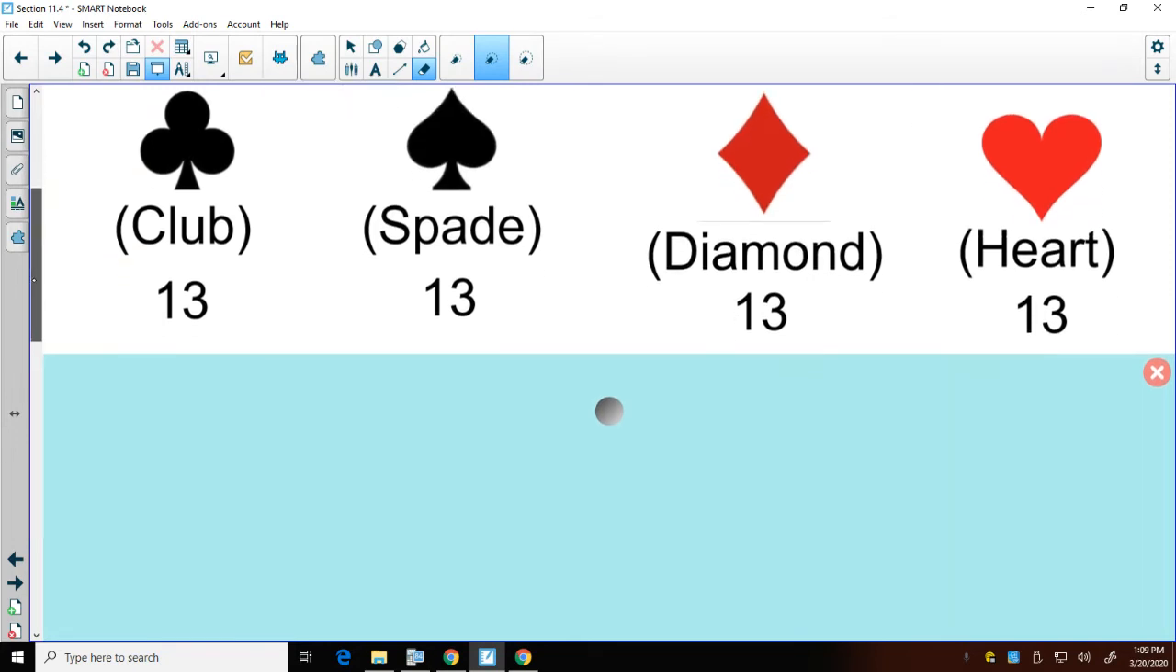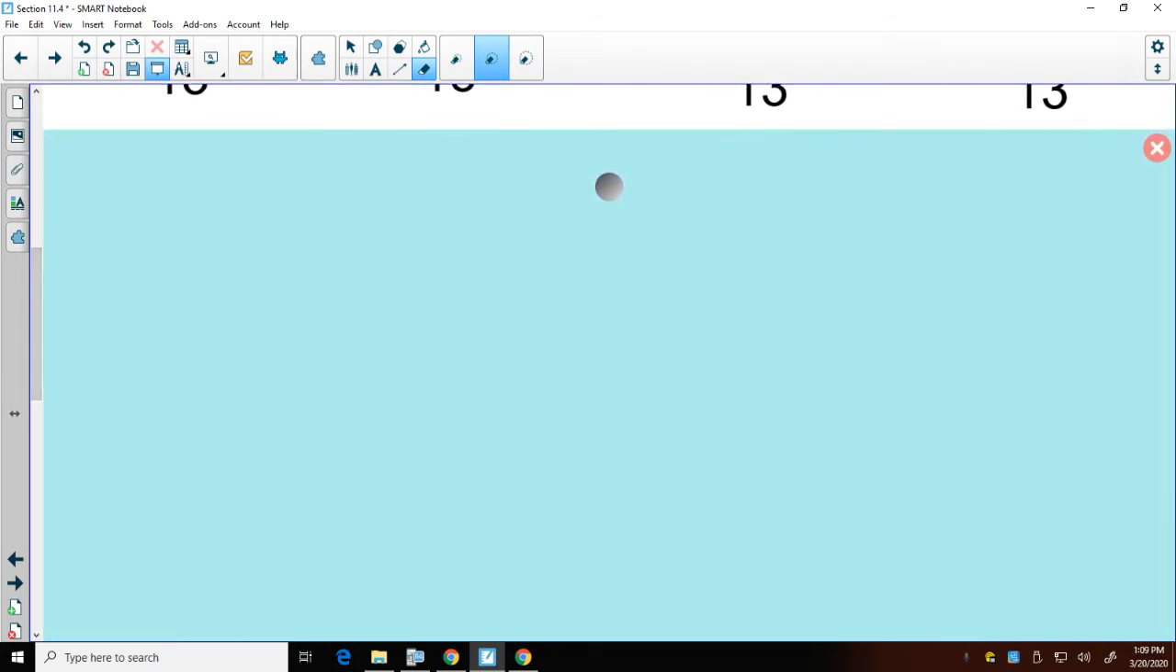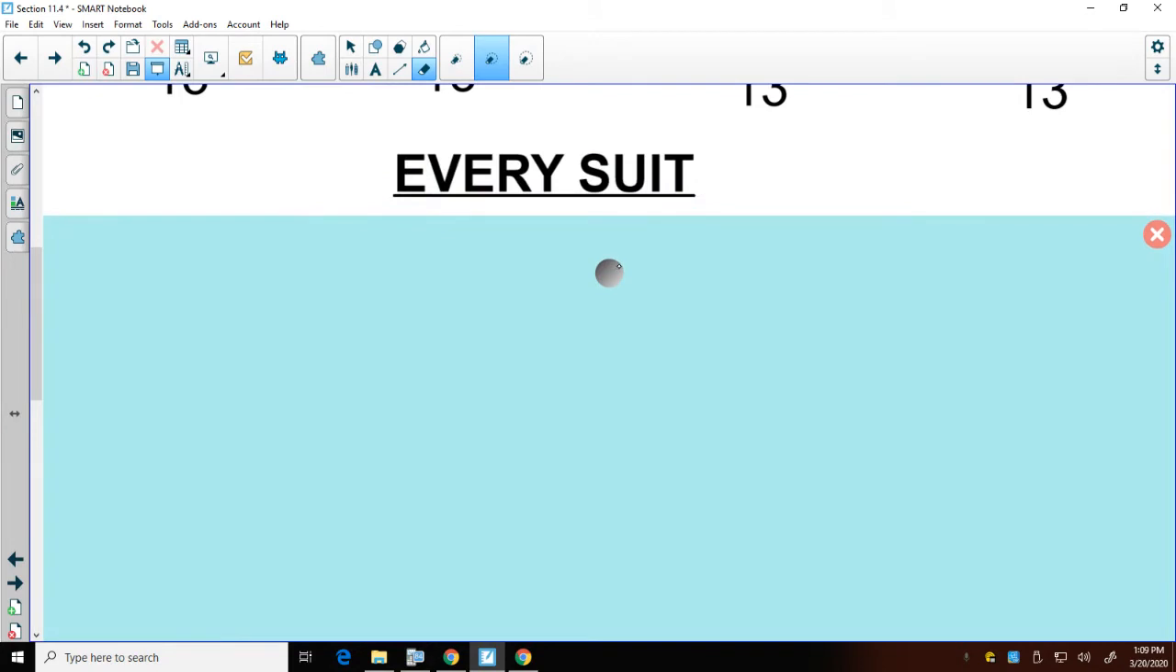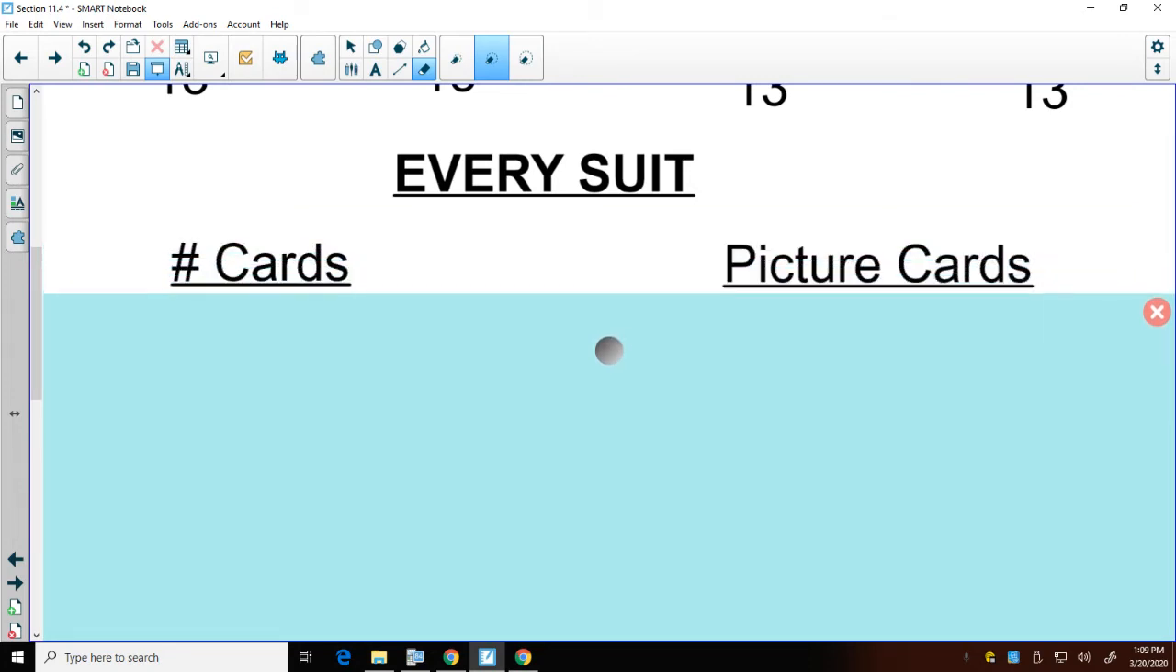Okay, and then those will now break down. So now we're going to talk about what happens in every suit. Every suit has what we call number cards and picture cards, or picture cards is what the book calls them. I call them face cards because sometimes it's just a face. So if you hear me say face cards, I mean picture cards.